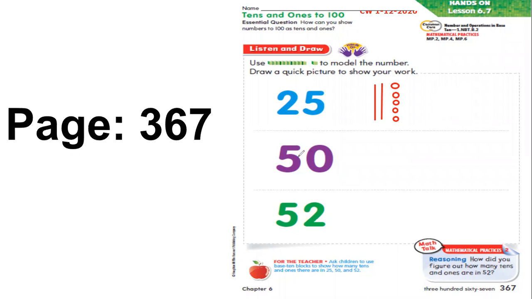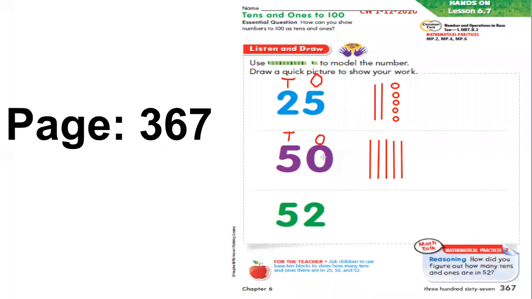Now the next number we have is 50. So the tens place we have here, this is the tens place and this is the ones place. So again, on 50, we have 5 on the tens place and 0 on the ones place. So when I have 5 on the tens place, I'm going to draw 5 lines. 1, 2, 3, 4, 5. So I have 5 tens.